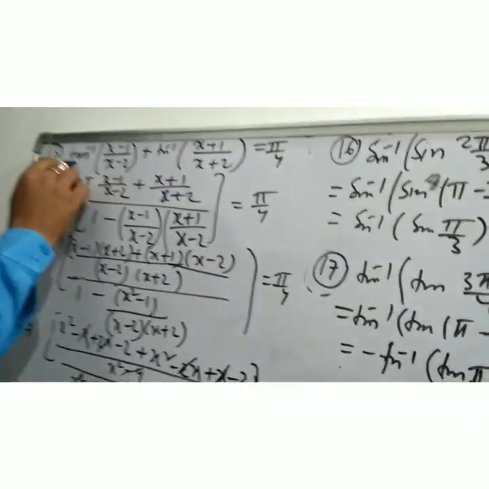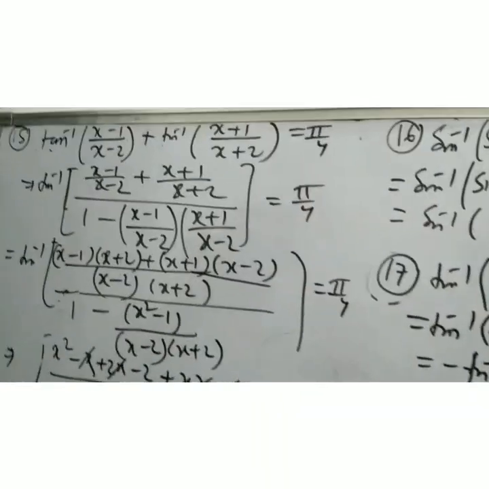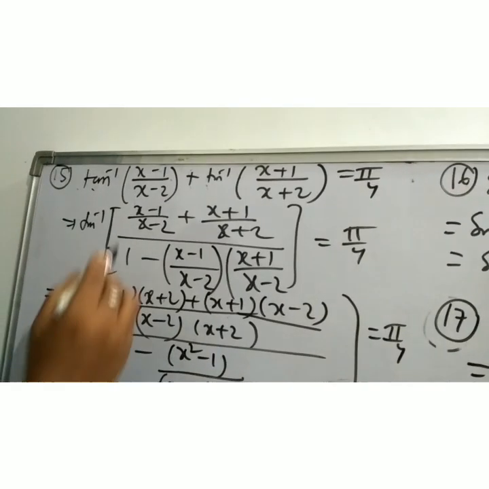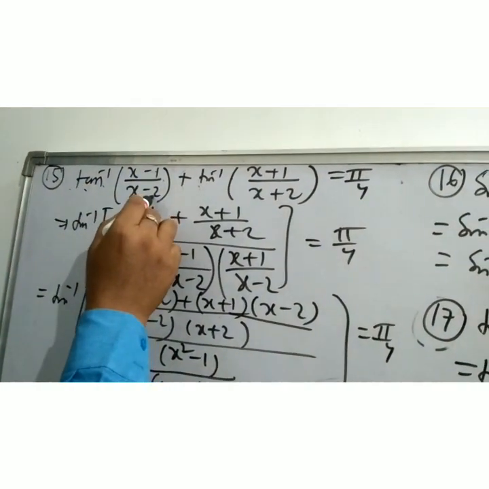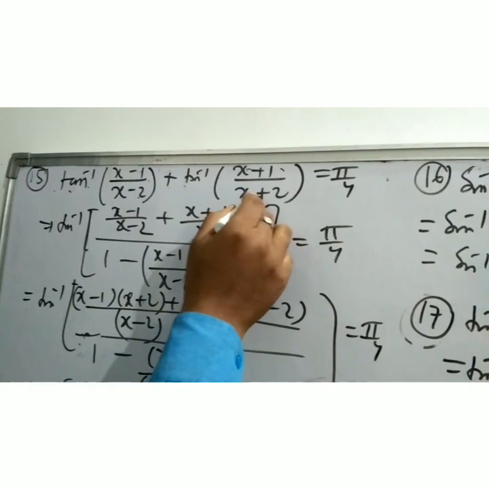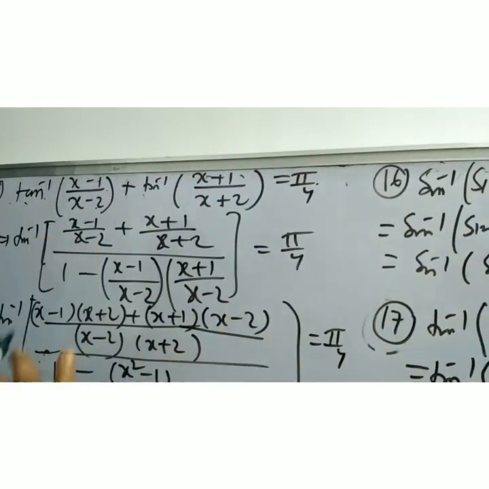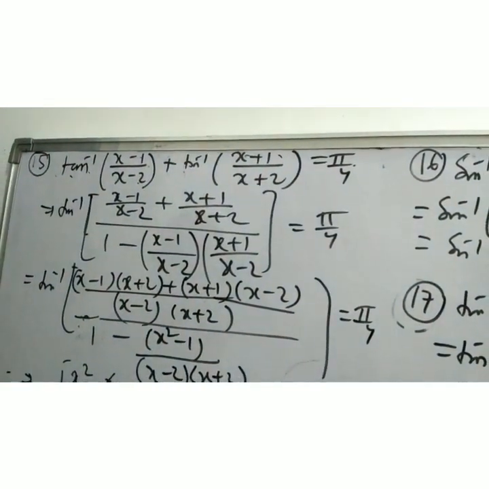Now consider question number 15. It is a 4-mark question, also set in 2017. The equation is tan inverse (x minus 1)/(x plus 2) plus tan inverse (x plus 1)/(x plus 2) equals pi by 4. We have to solve it and find the value of x. What is the value of x?